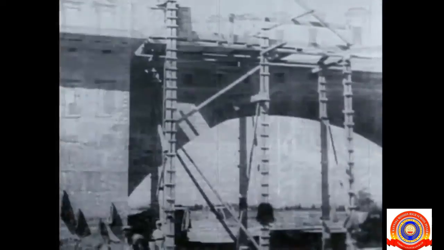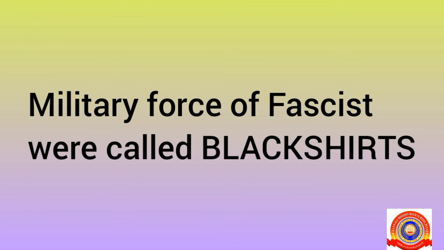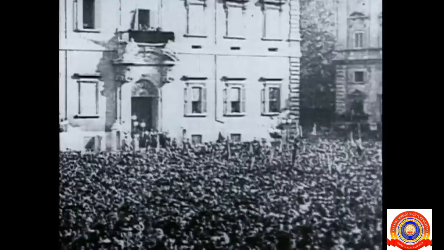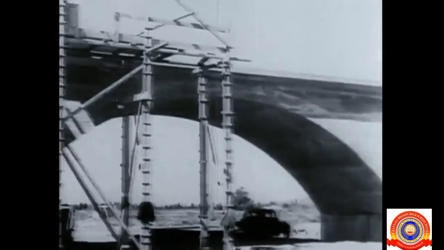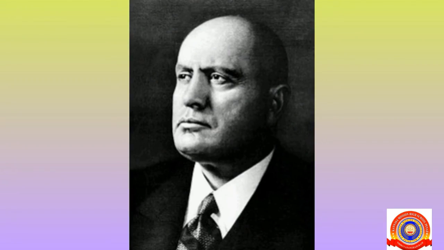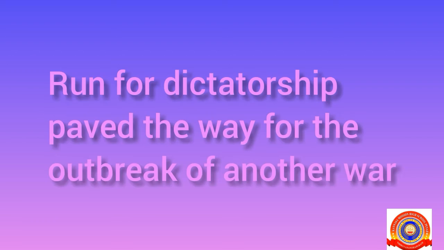As part of this, he adopted several symbols of ancient Roman administration. Using his military force, the black shirts, Mussolini suppressed the opponents through fascist policies. His aggressive foreign policy led him to conquer nations like Ethiopia, Albania, etc. Italy's run for dictatorship paved the way for the outbreak of another war.